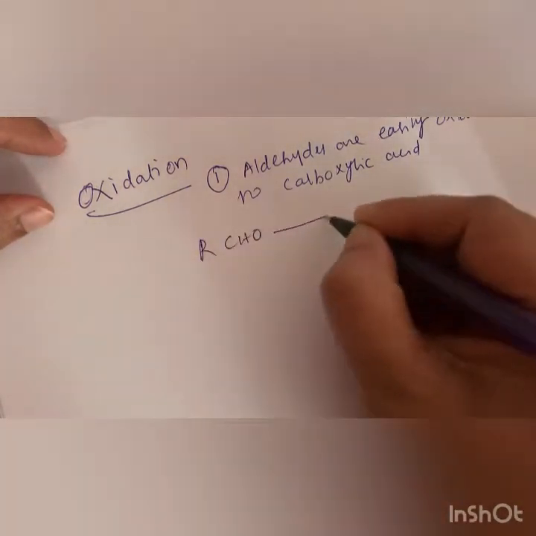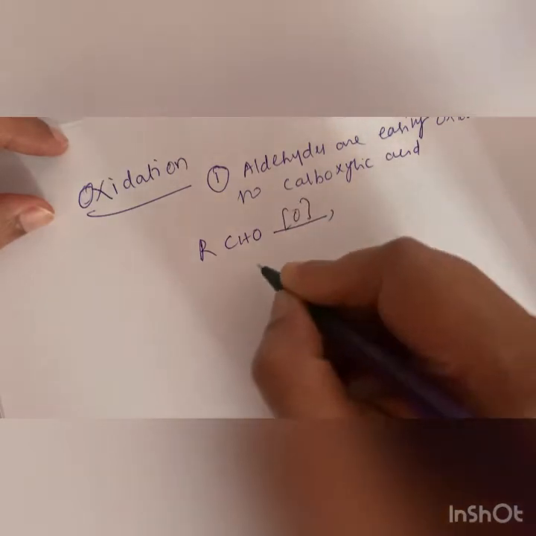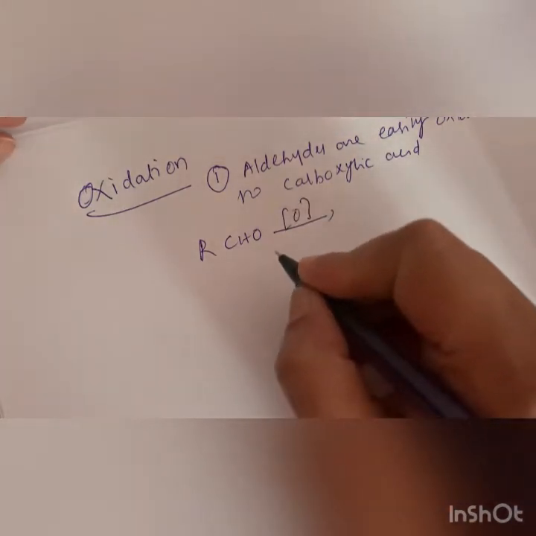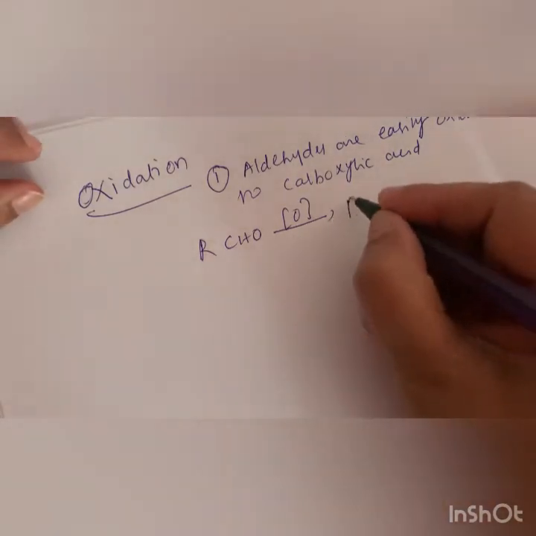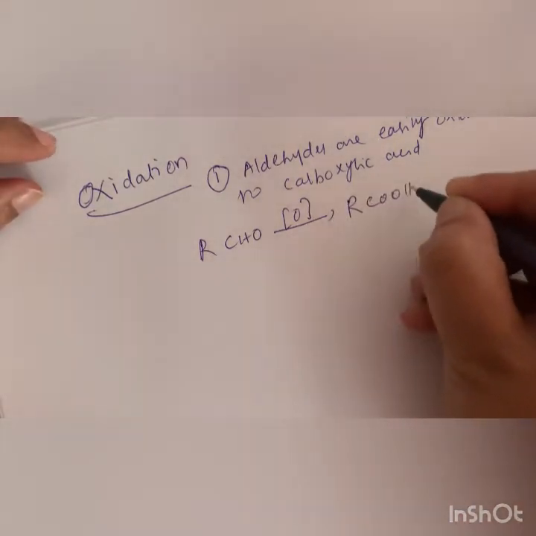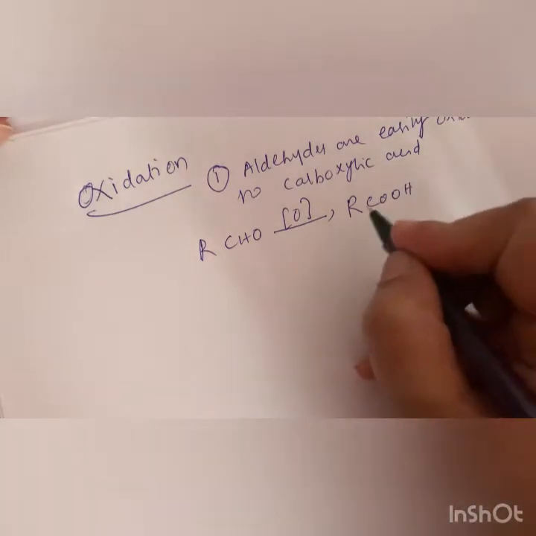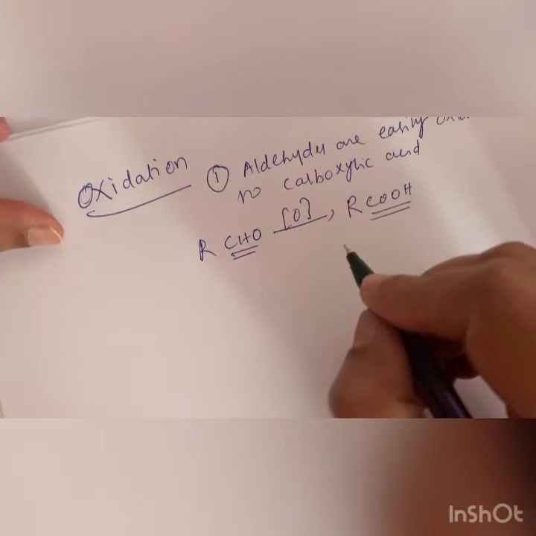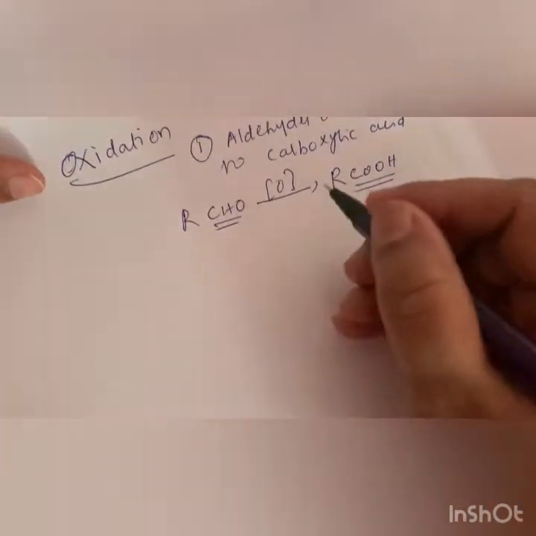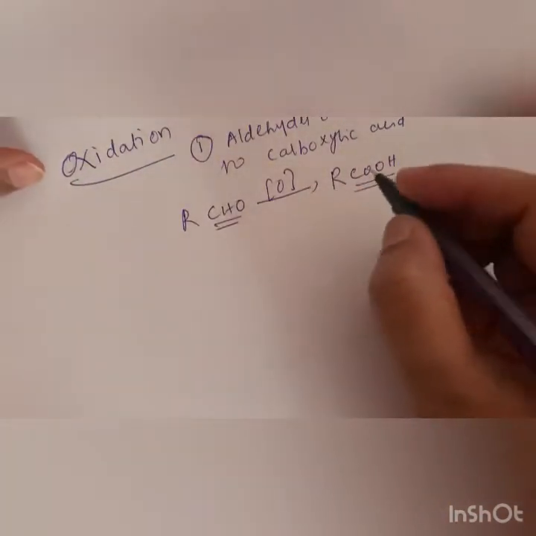RCHO, this is an aldehyde, it will undergo oxidation easily. Mild oxidizing agents are there, strong oxidizing agents are there. A mild oxidizing agent will also oxidize it to give carboxylic acid. This CHO group will change to the COOH group, that is carboxylic acid. But ketones, what will happen?